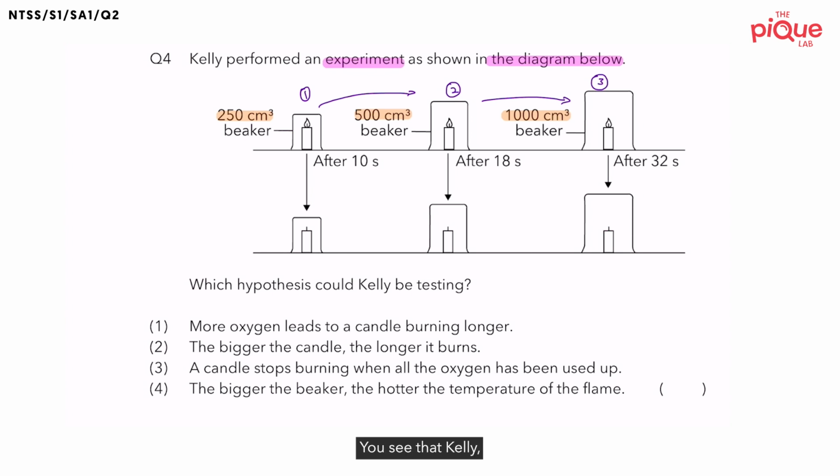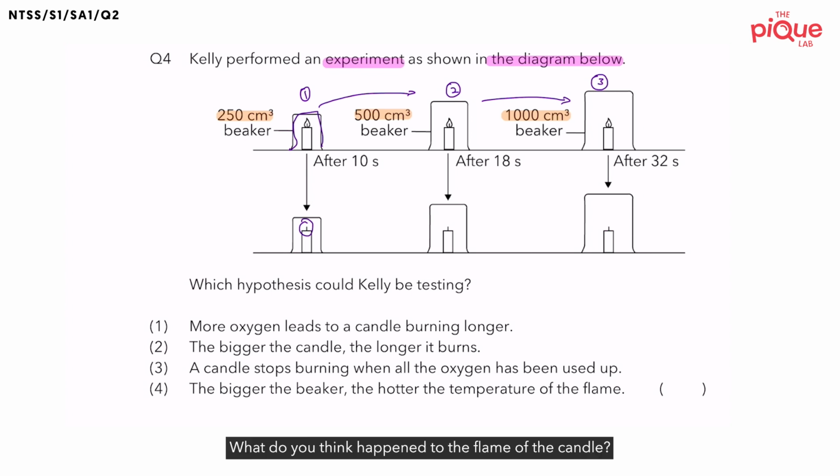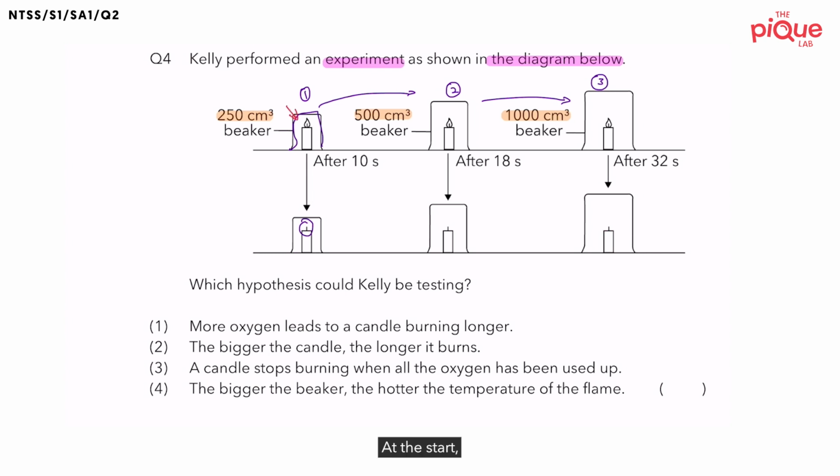We see that Kelly placed the beaker over a lit candle. And after a period of time, we see that the candle no longer has a flame. What do you think happened to the flame of the candle? Let me give you a clue. Take a look at what is in the beaker at the start of the experiment. At the start, we see that there is a candle and there is a flame.